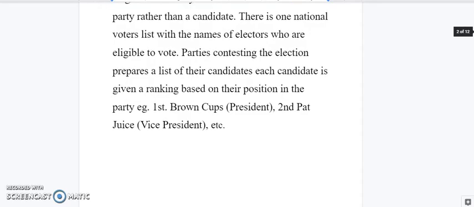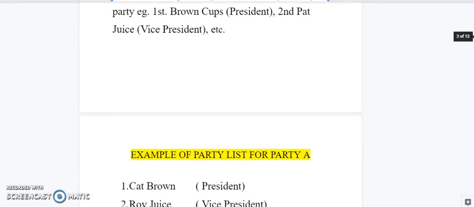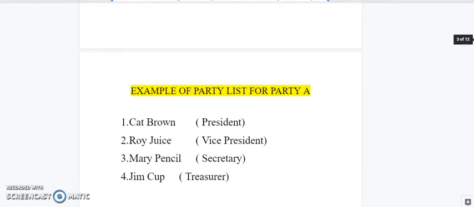For example, Party A submits their list to the Guyana Electoral Commission, right? The rankings on the list are: at number 1 is Cat Brown, he's the president. Number 2, Roy Juice, is the vice president. Number 3, Mary Pencil, she's a secretary. Number 4, Jim Cup is a treasurer, and the list continues. So if there are 30 candidates vying for a position in Party A, you know that at the bottom of the list, there would be the newcomers to the party, right?